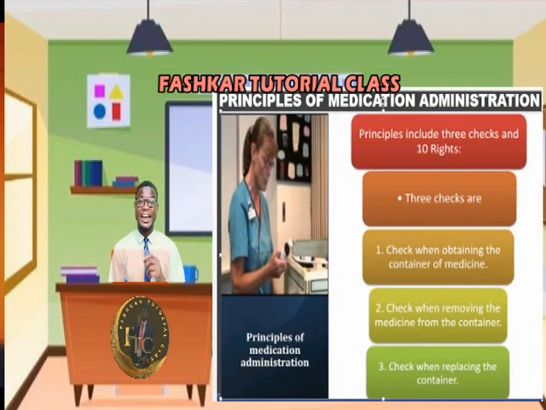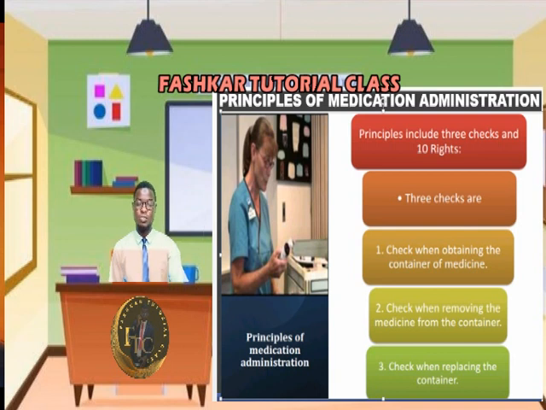Check when obtaining the container of medicine. Dole sai kai checking container na medicine din, wanda yana da kyau mu gane haka. Sannan the second thing, check when removing the medicine from the container. You must also check when you are removing the medicine from the container. Lokacin da kake cire maganin daga container sai kai checking. You understand? Lokacin da ka obtaining container kai checking. Lokacin da kake cire drugs kai checking. Sannan check when replacing the container. Idan kana replacing container, then you must check again. These are the 3 checks that you must do among part of the principle of drugs medication.